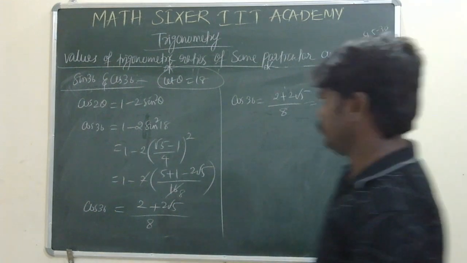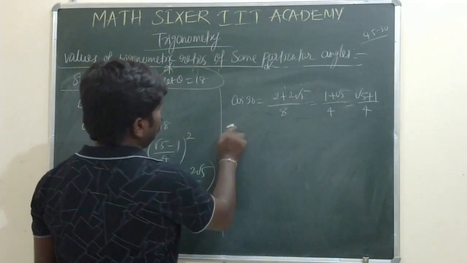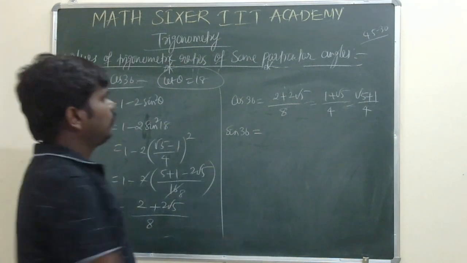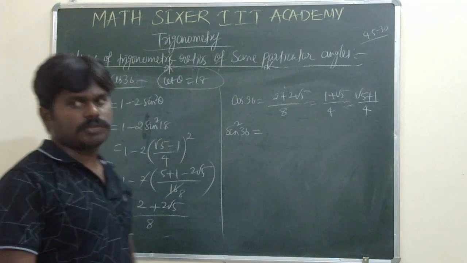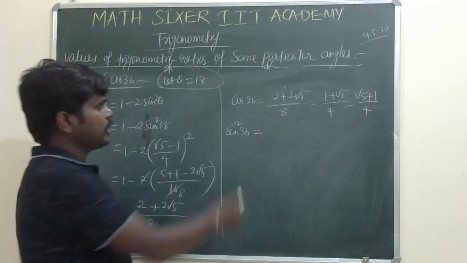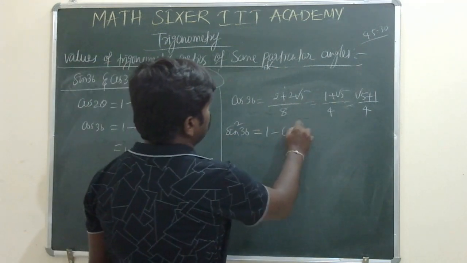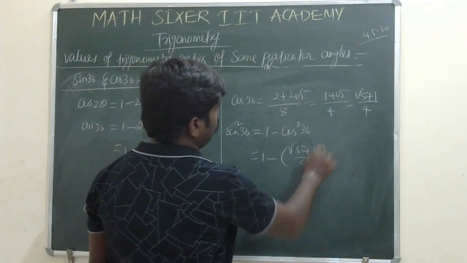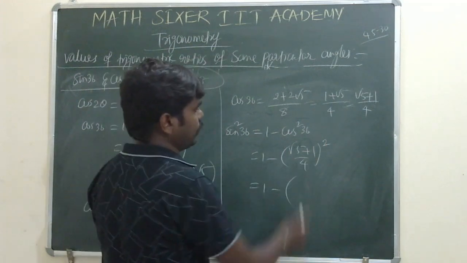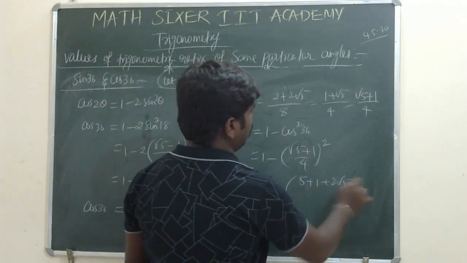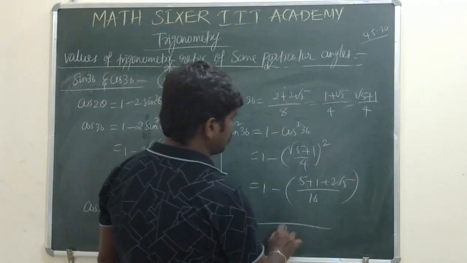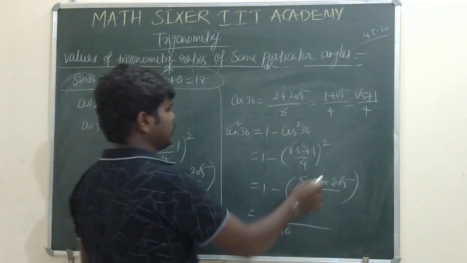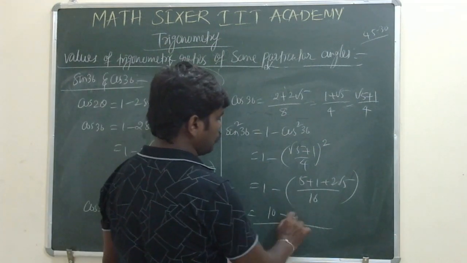Okay, so next sin 36. So sin 36, simply we can use the formula sin square theta is equal to 1 minus cos square theta. So that here sin square 36 is equal to 1 minus cos square 36. So here 1 minus cos 36 value is equal to root 5 plus 1 by 4 whole square. So hence here we will get 1 minus 5 plus 1 plus 2 root 5 divided by 4 fours are 16, and here LCM is 16. Hence you will get 16 minus 5 plus 1 is 6. So 16 minus 6 is 10 minus 2 root 5.